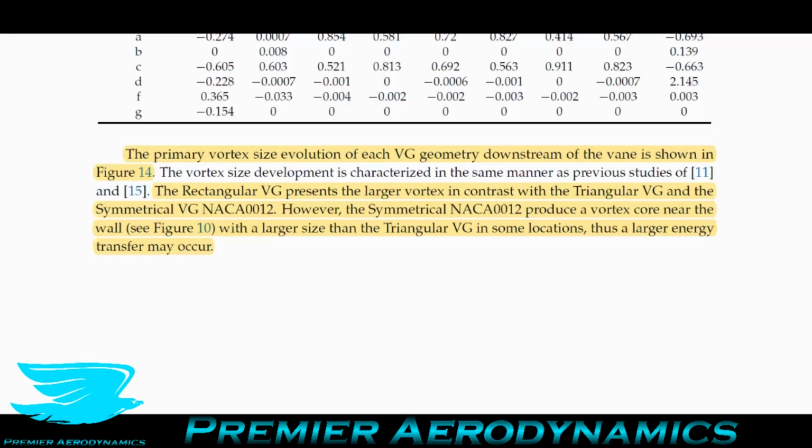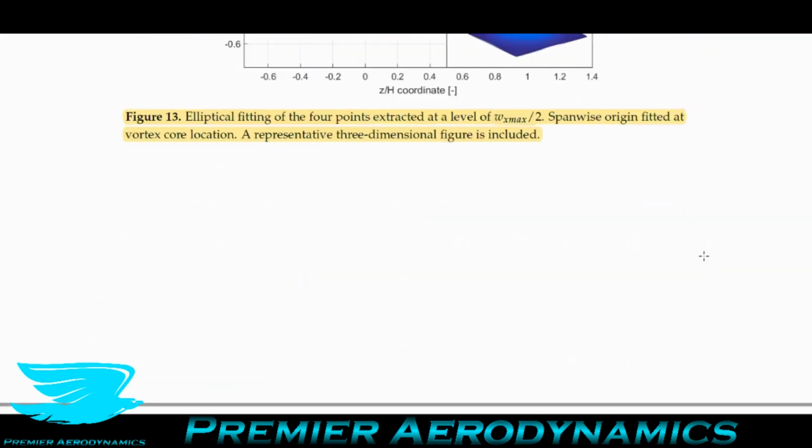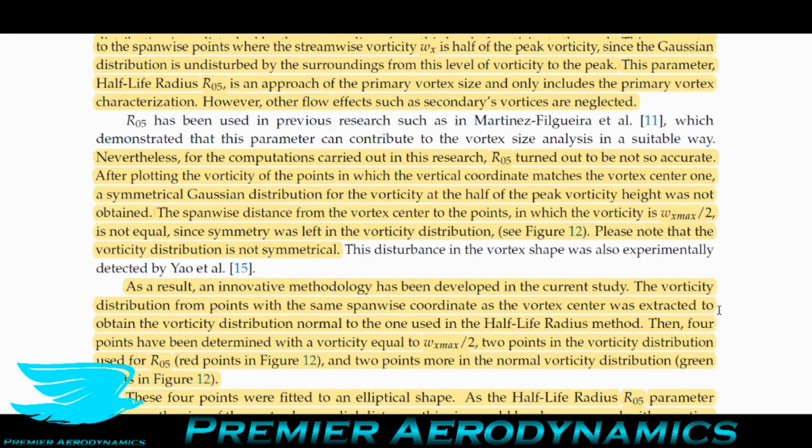In podcast number 59, which is the first half of this podcast series, I covered how the vortices move with respect to the wall downstream. So they start off at a certain distance away from the wall, and then how they move. So the vortices coming off of the rectangular vortex generator moved much further away from the wall. Let me quickly go back to this. Than the other two as you go downstream.